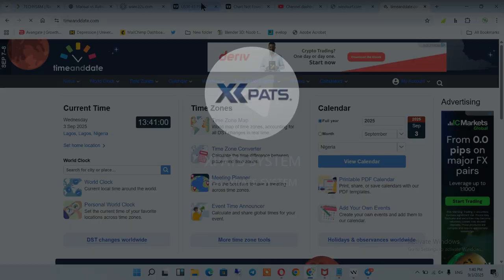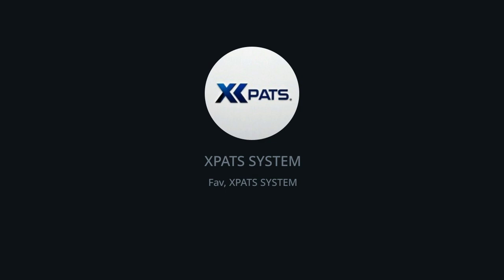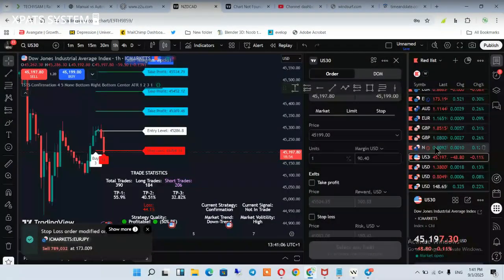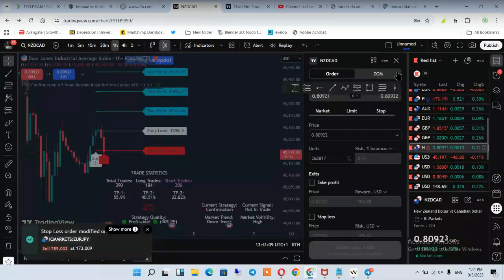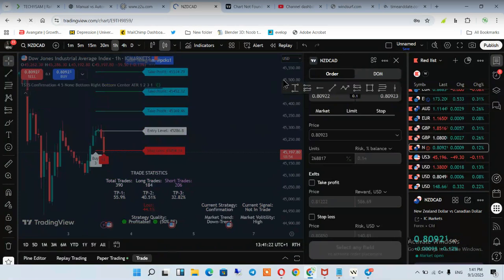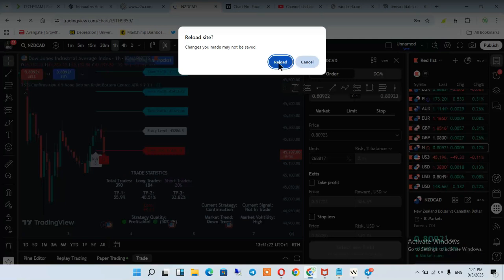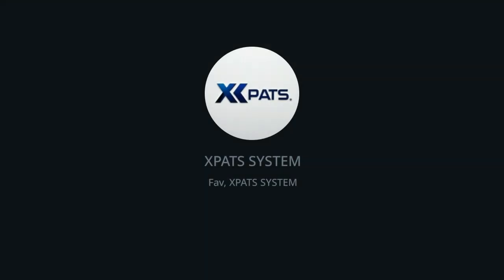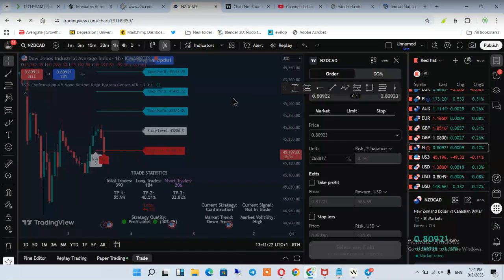Where are we? Okay, we are here. Wait, when did I open US30? It must be a mistake. I was still here, at NZD card. What's wrong with my network? Let me reload. Yeah, something's probably wrong with my network. Reload. Okay, I think we are good.